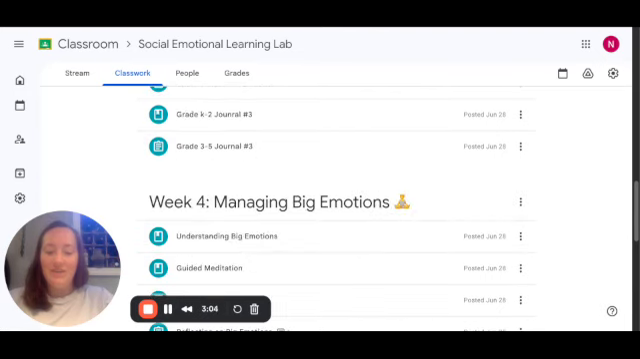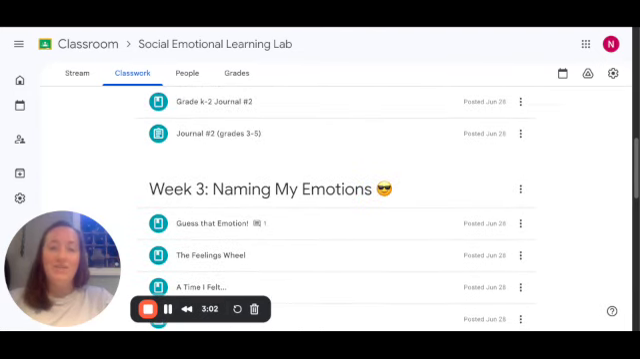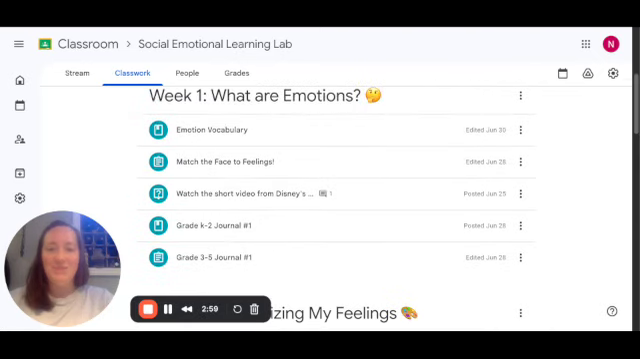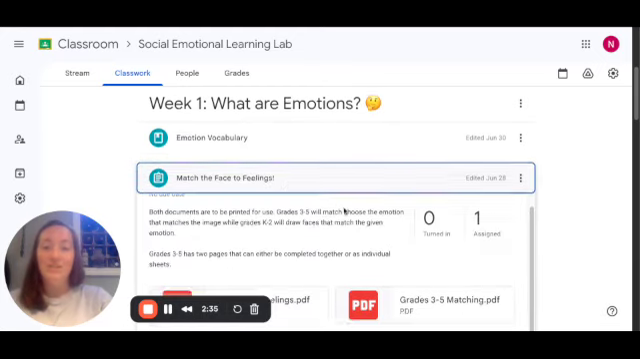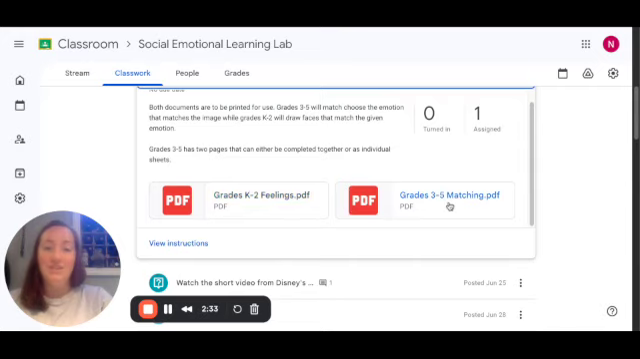So with this, I needed to make sure that I wasn't overloading each individual week. I needed to make sure that what I was providing within a week was substantial, meaningful, and not overwhelming for either the student or the teacher. Each week has a mix of posted materials versus assignments. So for kindergarten through second grade, materials could be printed off. So if I open up Match the Face to Feelings, these are both PDF files, and I did provide 2 different ones since I want this to be something that is useful for K through 5.